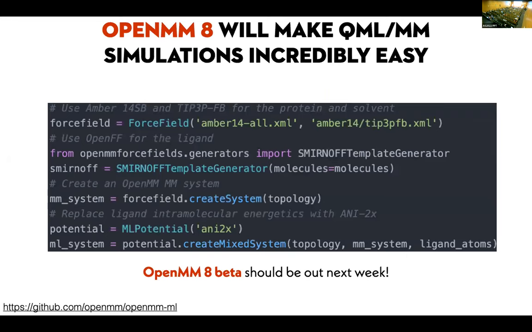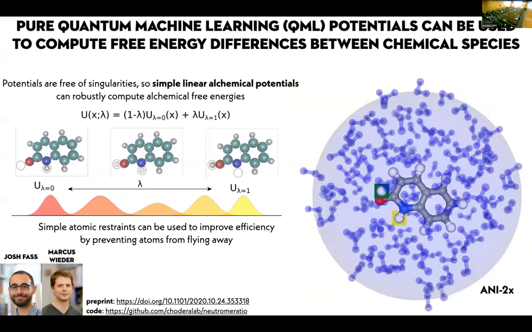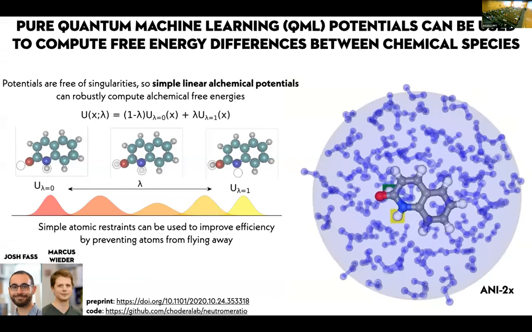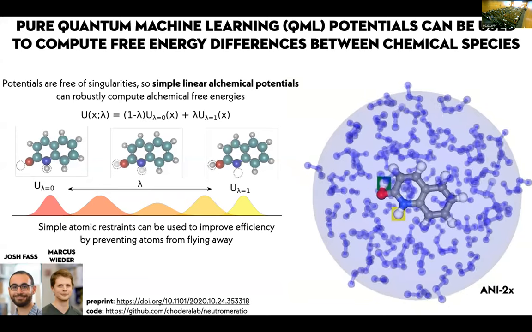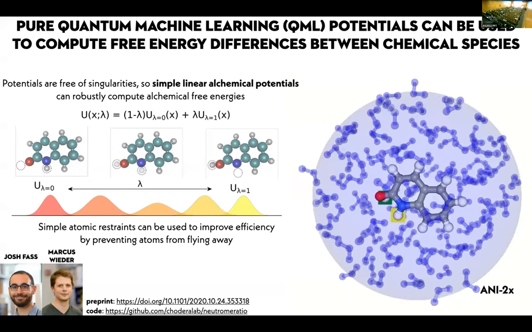We want to make it as easy as possible for people to use. So Peter Eastman has worked hard to make this simple create mixed system allow you to say, okay, I'm just going to replace my ligand atoms with QML potential, and then I'm done. I'm ready to run. And so this OpenMM 8 beta, which has this entire stack of accelerated kernels, should be ready next week. So if you want to play with it, keep an eye out. The other thing that's really cool is, you know, wouldn't it be great if we could eventually get to this future where we don't have to worry about MM at all? It's weird to live in this intermediate regime where we have MM and ML. Let's just throw out MM completely, blow it all up.